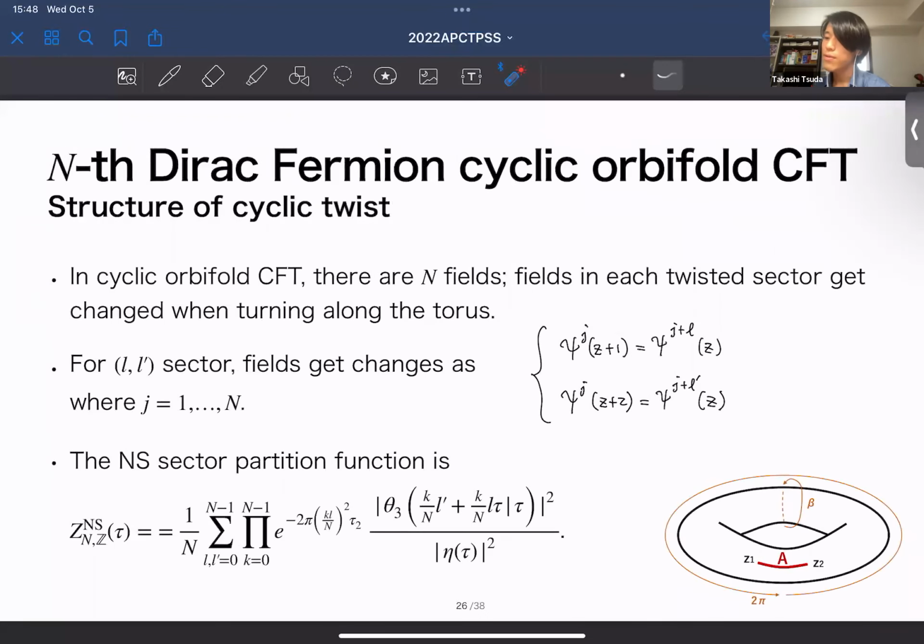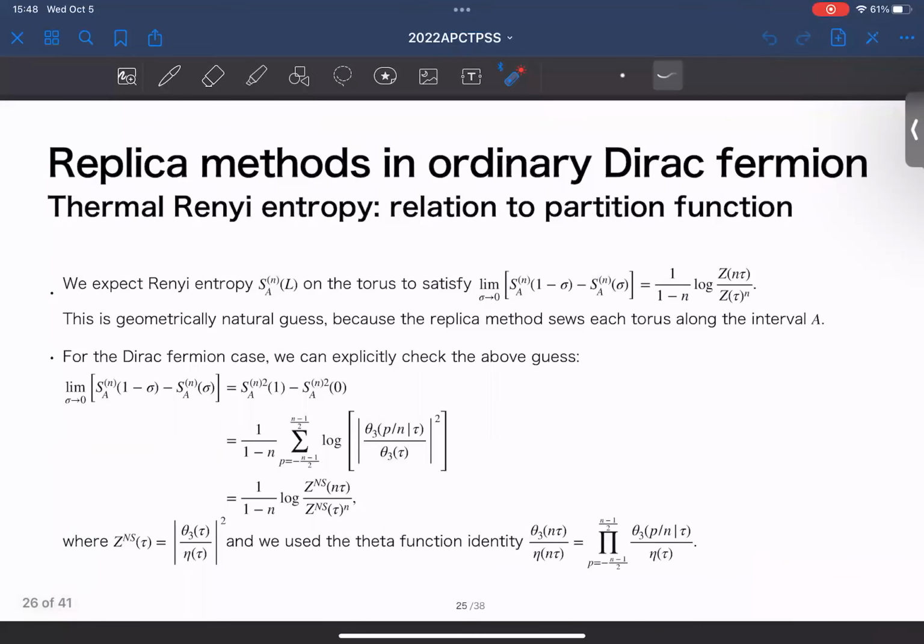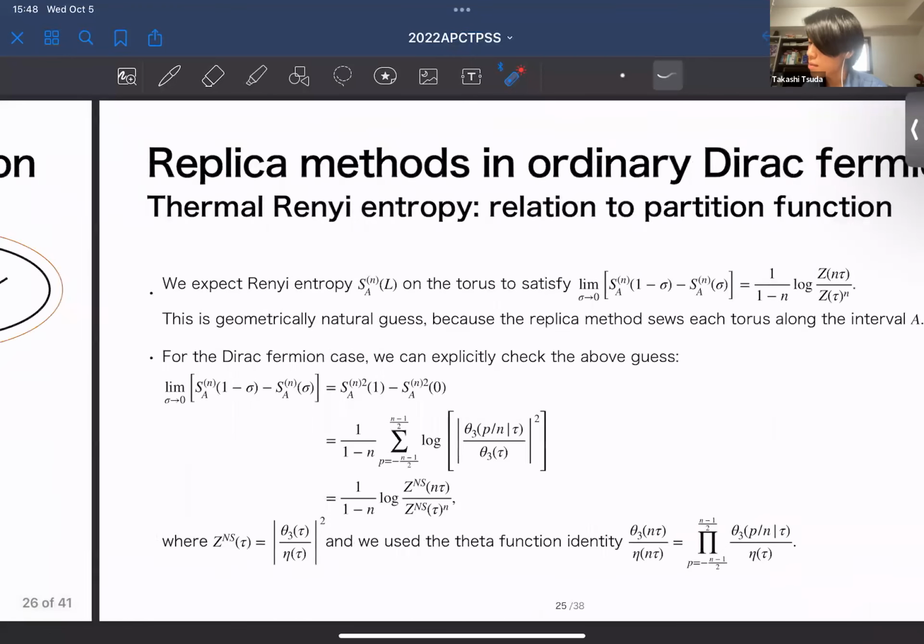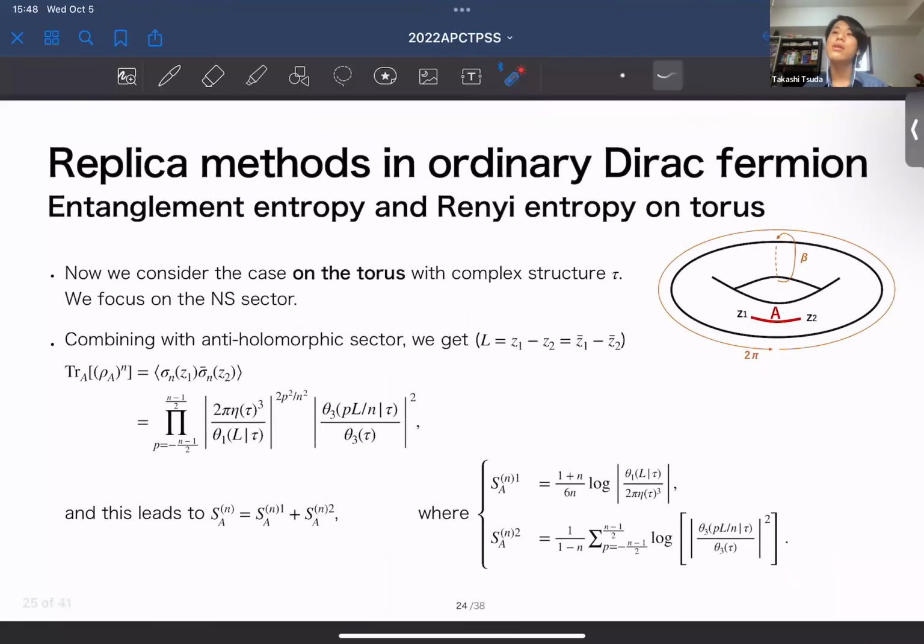So now we move on to the questions. What is the interpretation of the second term? This one? Yeah, this is from, so, the physical interpretation.